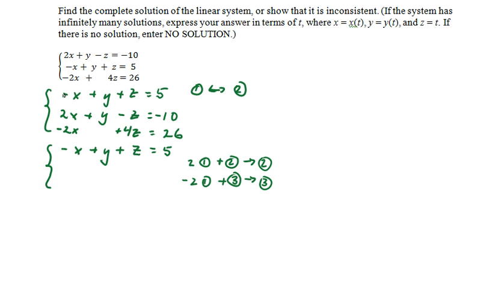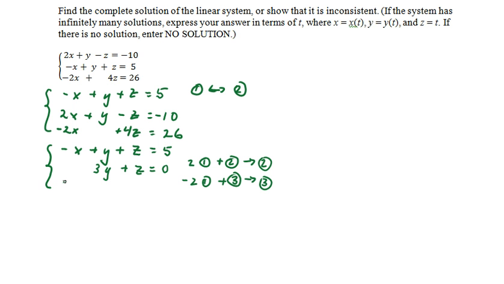So in the second equation, the x's are going to be neutralized. We'll have 2y plus y, which is going to be 3y. And we'll have 2z minus z, which will be 1z. And we'll have 10 plus negative 10, which is 0.